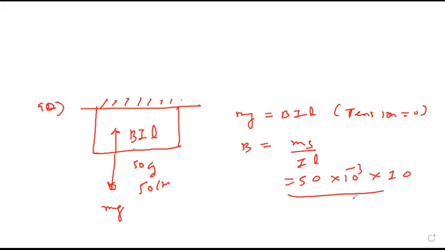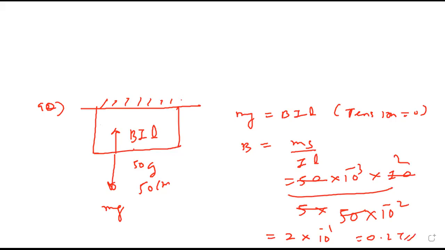G is 10. Current is 5 ampere. Length is 50 into 10 raised to minus 2 meter. You cancel. 5 into 2 is 10. So it is 2 into 10 raised to 3 into 10 raised to minus 1. So 10 raised to minus 1, 0.2 Tesla. This must be the field force.